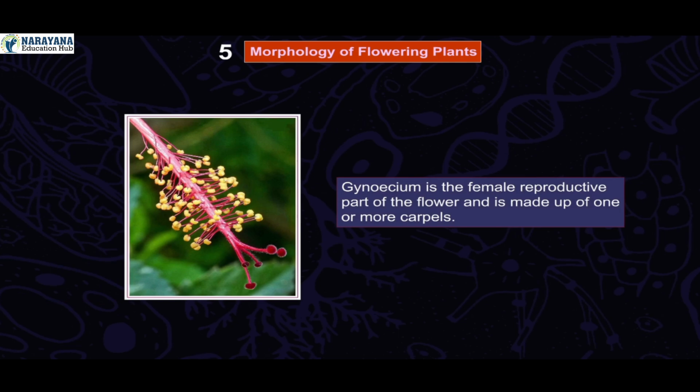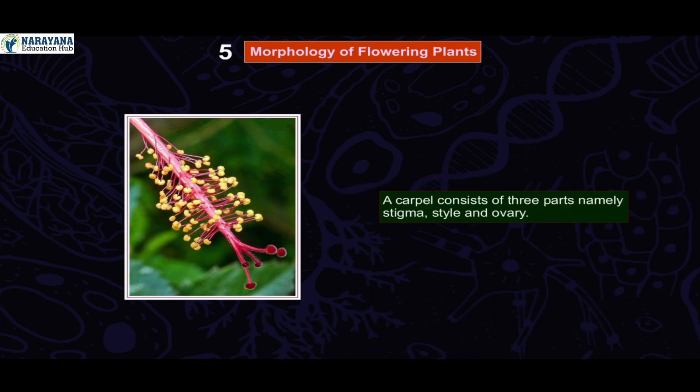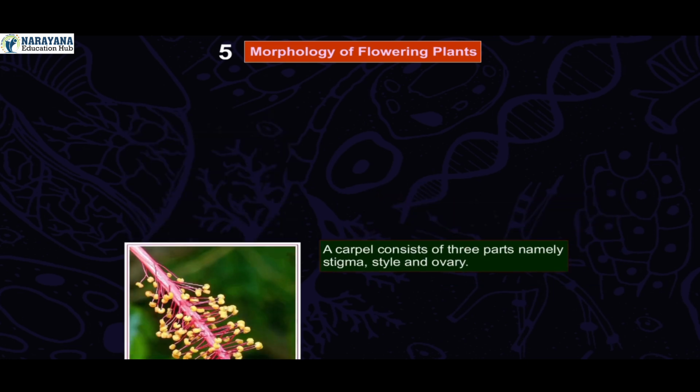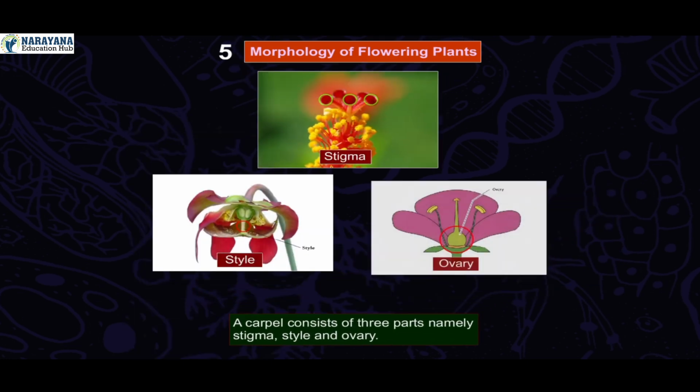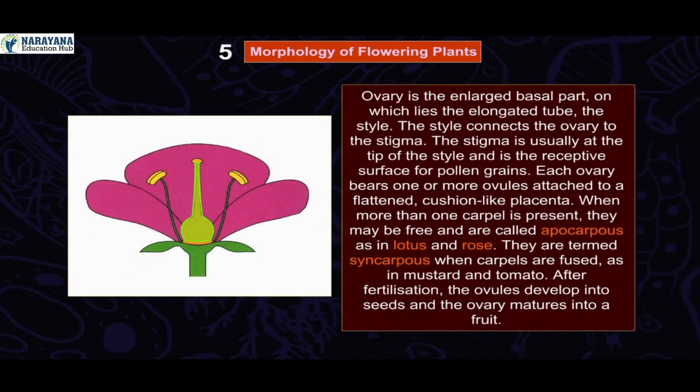Gynoecium. Gynoecium is the female reproductive part of the flower and is made up of one or more carpels. A carpel consists of three parts, namely stigma, style, and ovary. Ovary is the enlarged basal part, on which lies the elongated tube, the style. The style connects the ovary to the stigma. The stigma is usually at the tip of the style and is the receptive surface for the pollen grain.